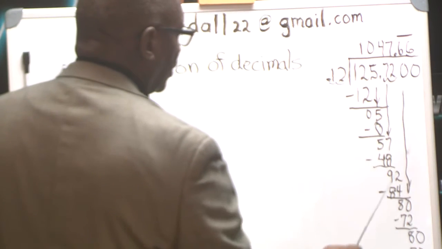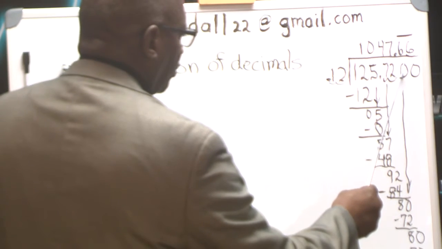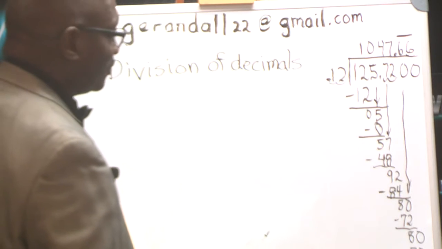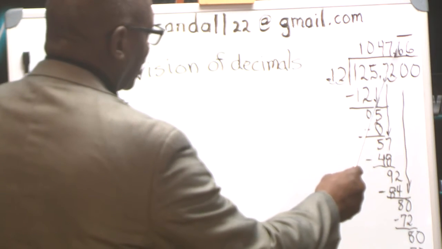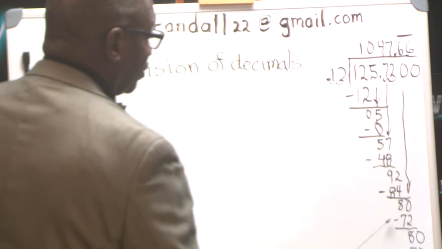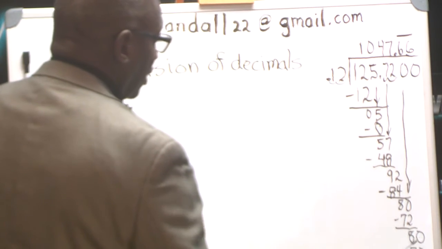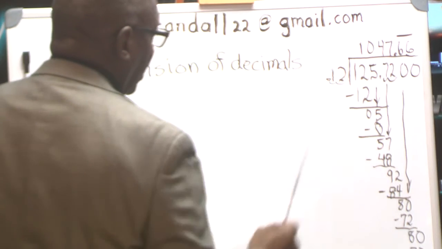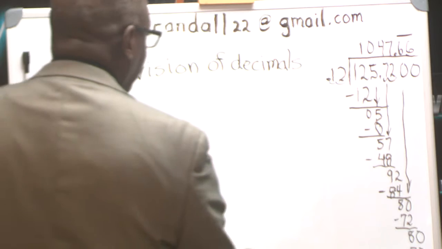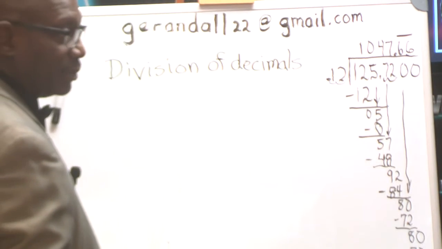Now, I added zeros, but it did not change the value. So we bring down a 0. How many 12s can you get out of 80? 6. 6 times 12, 72. And when you subtract 72 from 80, you get 8. Bring down another 0, and you again put a 6, and it's going to repeat, repeat, repeat. And if you notice this sign here, that means repeating.